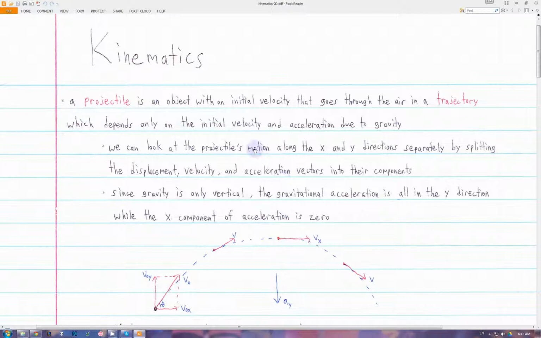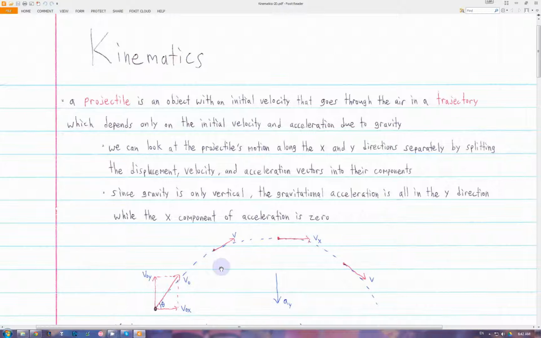So in order to use those equations in this two-dimensional situation, this projectile is moving in the x direction and the y direction. All we have to do is look at the x motion and the y motion separately. And then we can apply these same equations to the x and y motions of this projectile. And the acceleration is constant because the only acceleration that this projectile has is due to gravity.